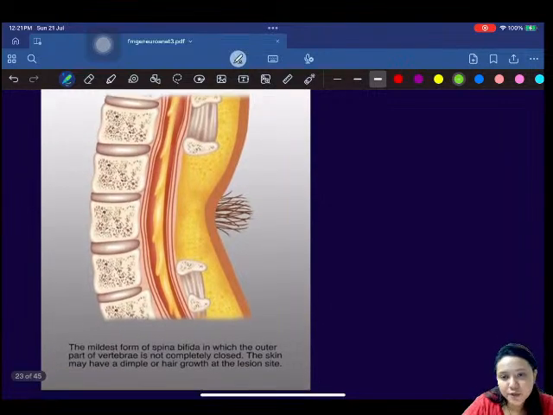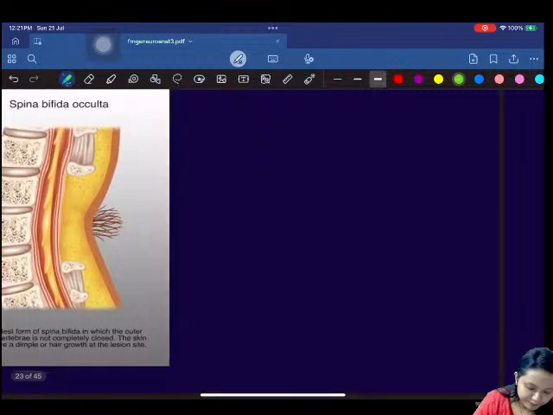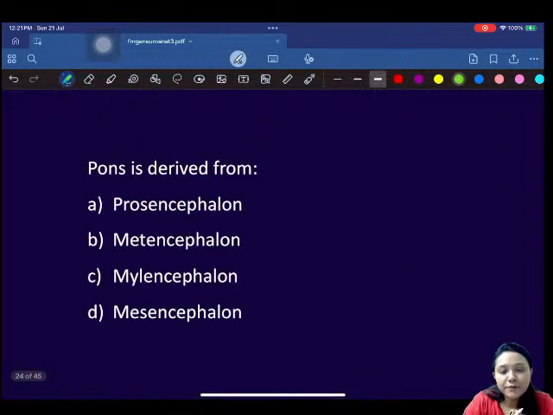Okay, yes, neural tube defect is very common in INI-SET, NEET PG and FMG. Every time they will repeat this. Okay, now let us come to the main brain stem, the brain. We have studied about the neural tube. So they have asked the question that pons is derived from prosencephalon, metencephalon, myelencephalon and mesencephalon.